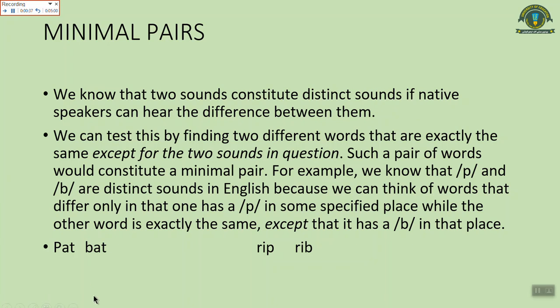So for example, look at these words. In pat and bat, we have only replaced the sound at the beginning. In these two words, rip and rib, we have only done it at the final position. So in minimal pairs, we replace a sound only at one position, and then that one sound changes the meaning of the word. If that one sound is changing the meaning of the word, it means, obviously, that there are two different sounds used in the members of the pair.